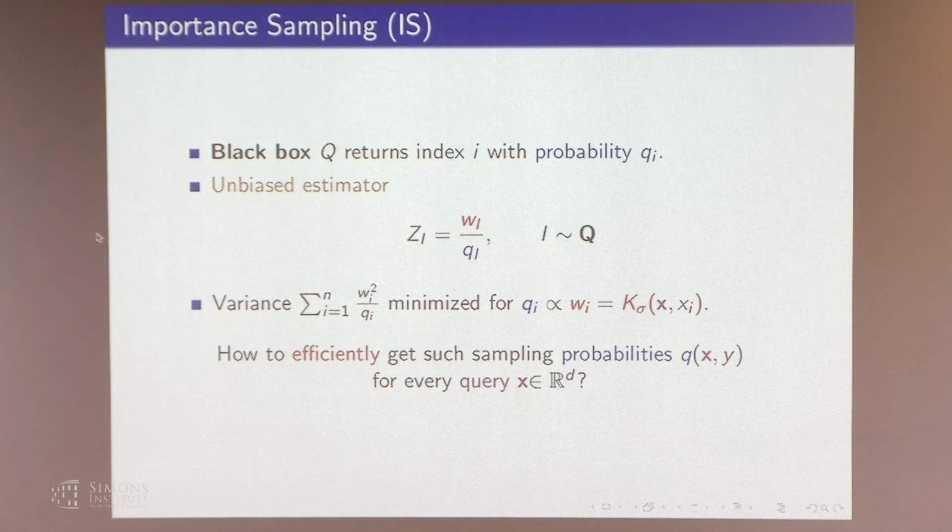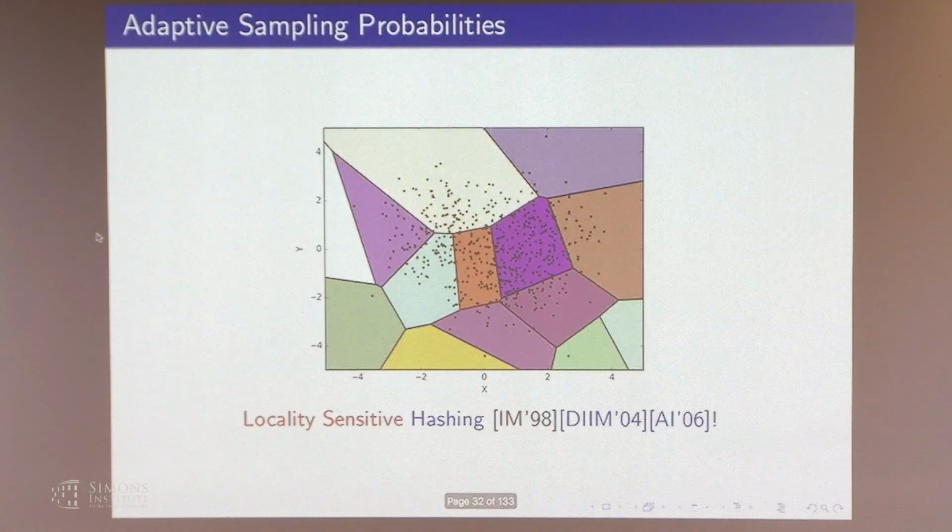But here's the challenge. In our setting, the weights are these kernel values. We don't know them a priori, and not only that, they're not fixed for the data set. They're query dependent. If the query is in a particular region, you prefer to sample points that are in that region. If the query is in another region, you prefer to sample points in another region, and so on. So somehow we have to design a sampler which is inherently query dependent. And that's exactly what locality sensitive hashing does for us.